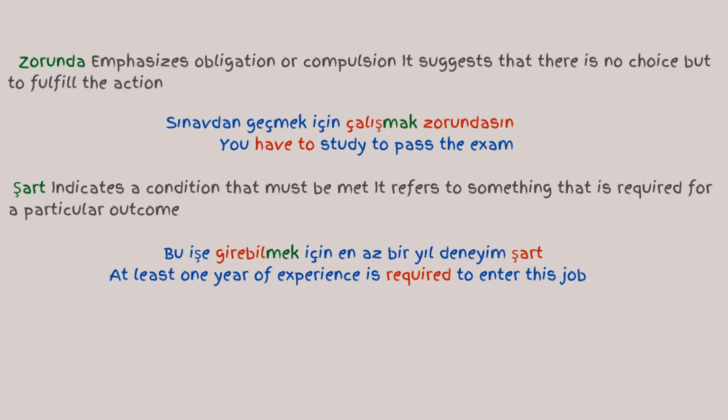Now let's go with the third and fourth type, which is zorunda and şart. Zorunda emphasizes the obligation or compulsion. It suggests that there is no choice but to fulfill the action. Like, sınavdan geçmek için çalışmak zorundasın. You have to study to pass the exam. So I'm not just saying that you need to study. I'm saying you have to study so you can pass the exam. That's why we're going to use zorunda.